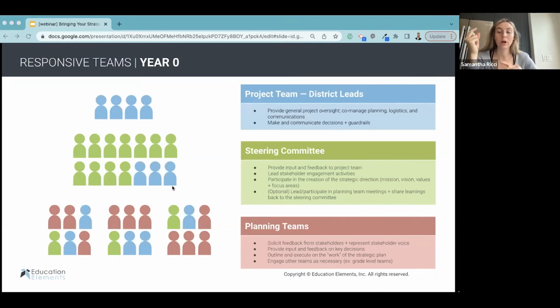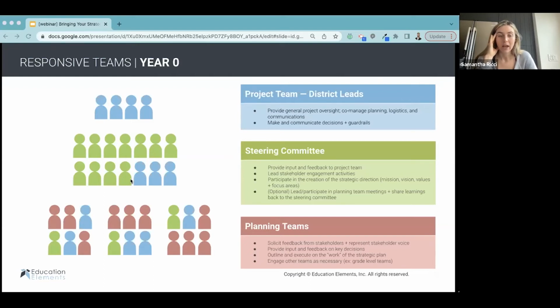Like I said, it's really important that everyone is talking to each other, right? They'll be able to lead engagement activities and participate in the creation of strategic direction. So maybe it's realigning on mission, vision, values, and focus areas, because perhaps if you just have a few people doing this, then the whole community is not involved. So it's important to get more voices in the circle. Another option for the steering committee is that they'll be able to lead and participate in the planning team meetings, of course, if they have time to do so, and then share their learnings back to the rest of the steering committee.